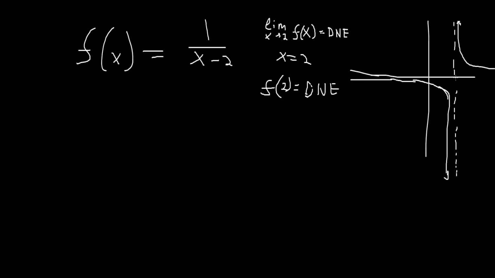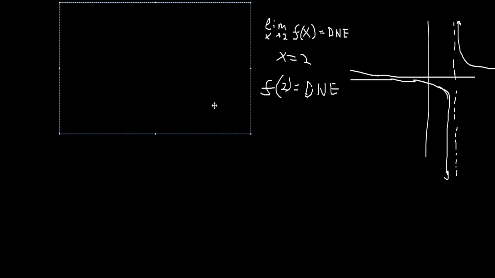So as we try to get to x equals 2, we're having some problems here. So that's an example where we wouldn't have to worry so much about the limits, because the limits and the value are going to be the same thing. But now let's take a peek at a case where that's not the case.